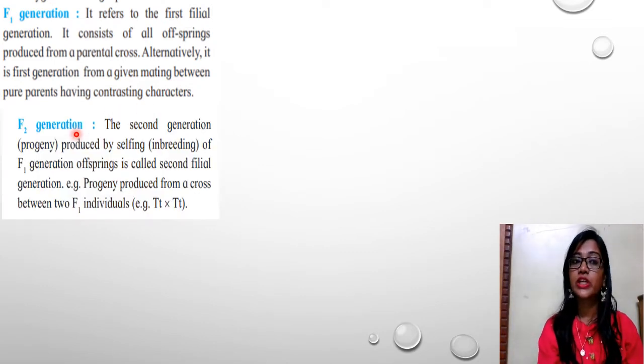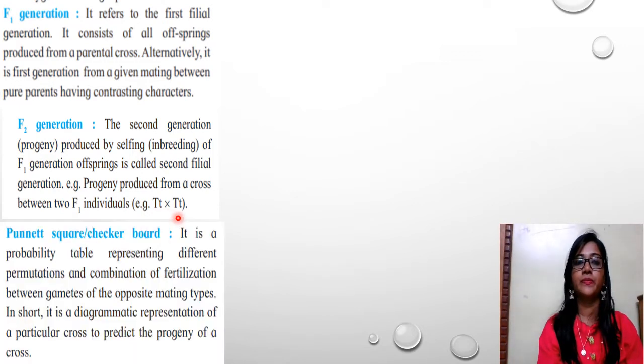What is F2 generation? The second filial generation produced by selfing or by inbreeding of F1 generation offsprings is called second filial generation. It is the progeny produced from a cross between two F1 individuals. Example, capital T small t when it is crossed with capital T small t.